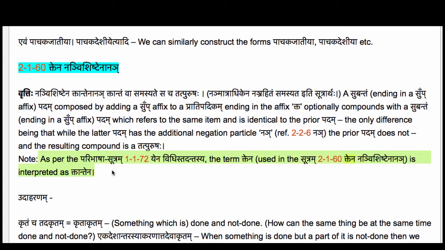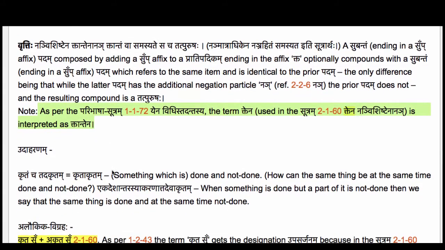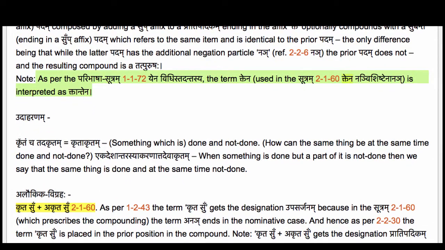Let's take an example to see how this sutram works. Kritancha tadakritam, kritancha tat akritam equals krita akritam, something which is done and not done. Now how can the same thing be at the same time done and not done? Ekadeshantarasya karanat tadeva kritam, ekadeshantarasya akaranat tat eva akritam. When something is done but a part of it is not done, then we say that the same thing is done and at the same time not done, basically partially done.